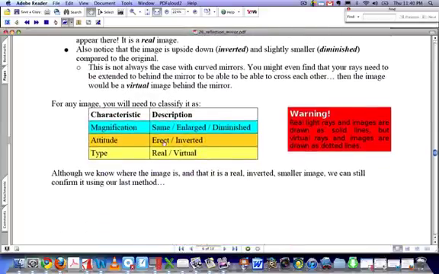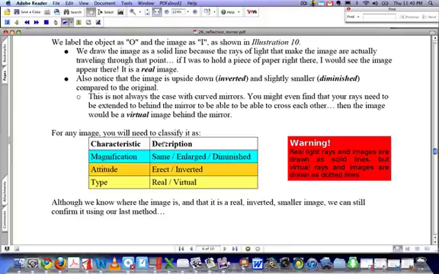It gives you some information here. It classifies things as basically the same, enlarged or diminished (smaller), erect or inverted (upside down or right side up), and then of course virtual or real. Virtual being projected behind the mirror, real bouncing off and being produced.